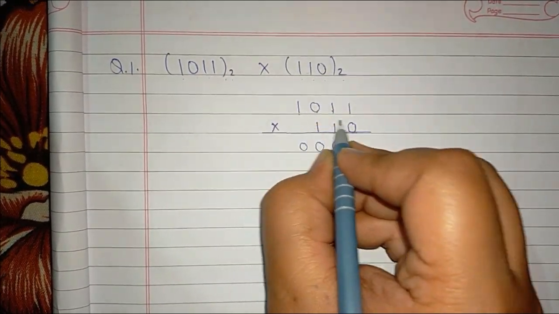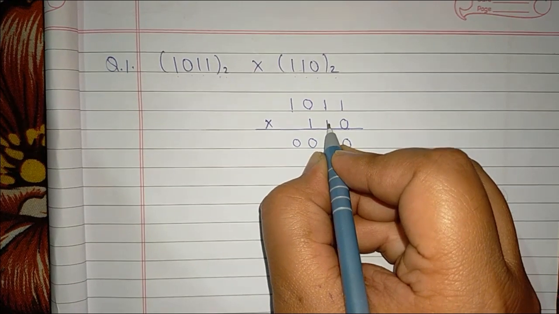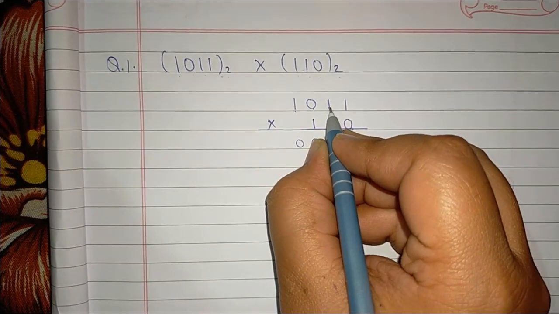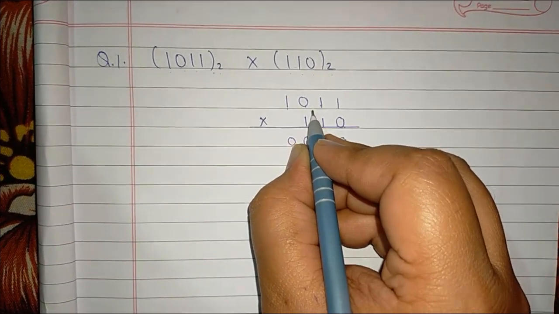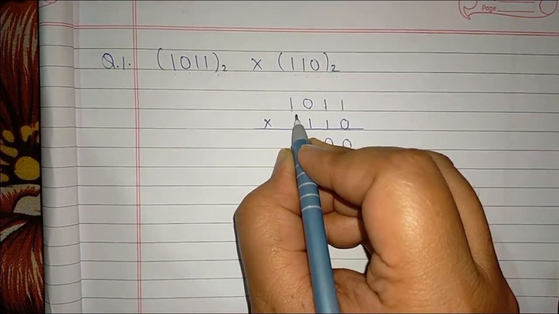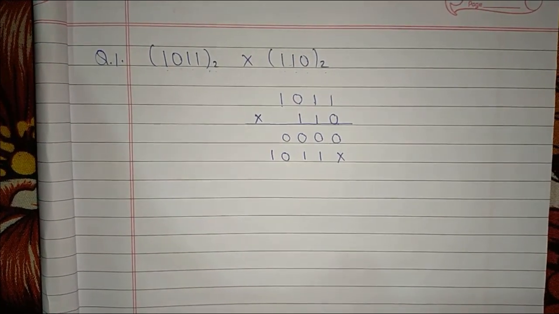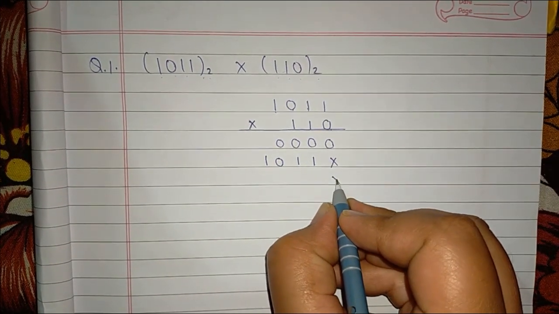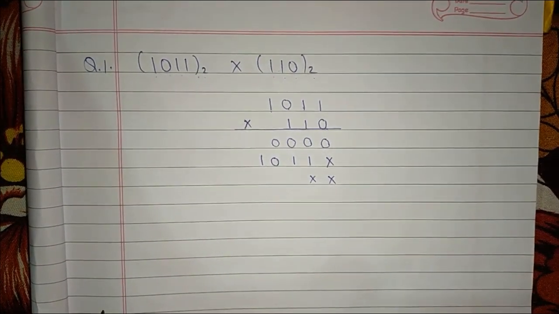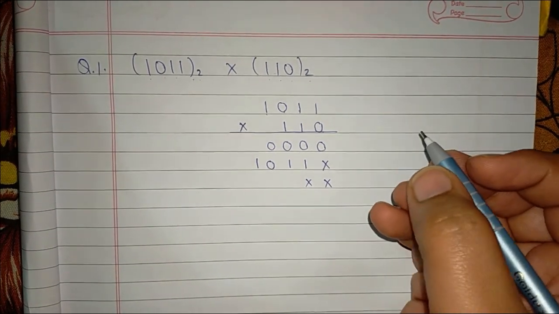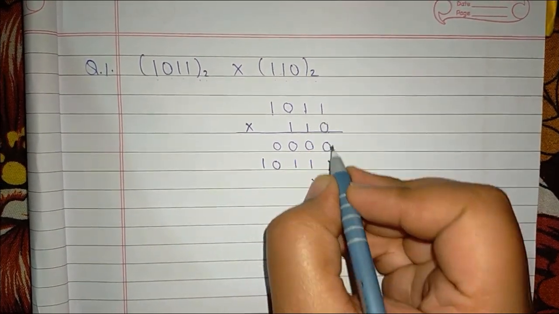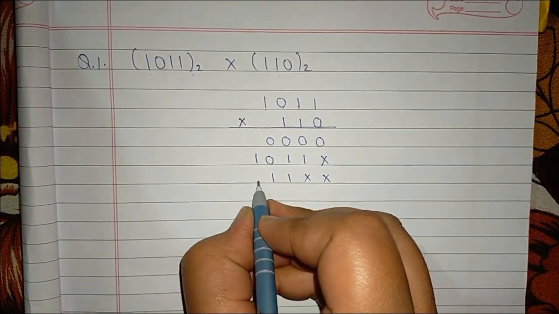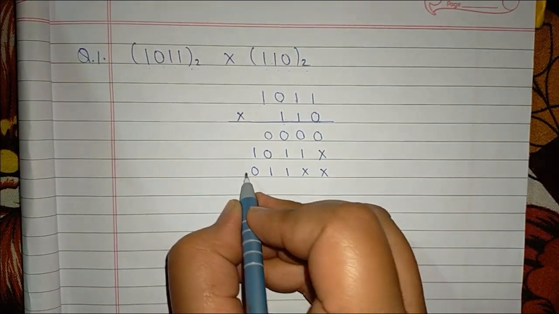Then we have to multiply this above number with our second digit, that is 1. So we will write 1 multiplied by 1, that is 1, then 1 multiplied by 1, that is 1, then 1 multiplied by 0, that will be 0, and then 1 multiplied by 1, that will be 1. Now in the next step we have to multiply this number with this third digit. For that, first we have to place 2 crosses over this side, and now we multiply it. It will be 1 multiplied by 1, 1 multiplied by 1, that will be 1, then 1 multiplied by 0 will be 0, and then 1 multiplied by 1 will be 1.